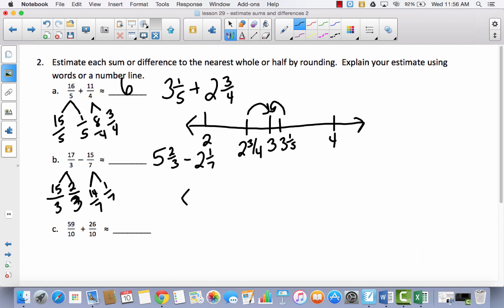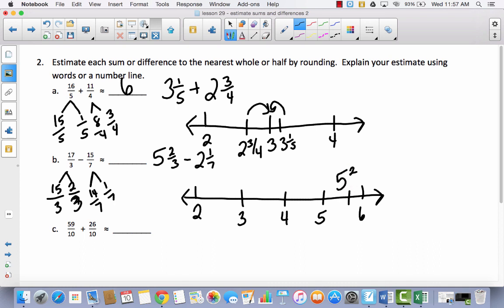All right, so let's go ahead and draw our number line. Remember, we're subtracting this time. So I'm going to start with 2, and I'm going to go all the way to 6. So I've got 3, 4, and 5. So 5 and 2/3 is going to come between 5 and 6. It's going to be closer to 6, because if I divide this into thirds, I'm going to have 5 and 2/3. And then 2 and 1/7 is going to be down here, because 1/7 is just 1/7 greater than 2. So 2 and 1/7 is closer to 2.